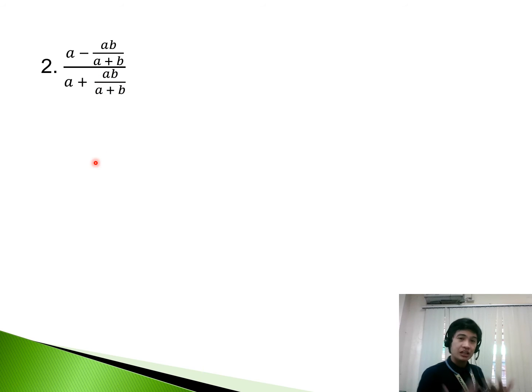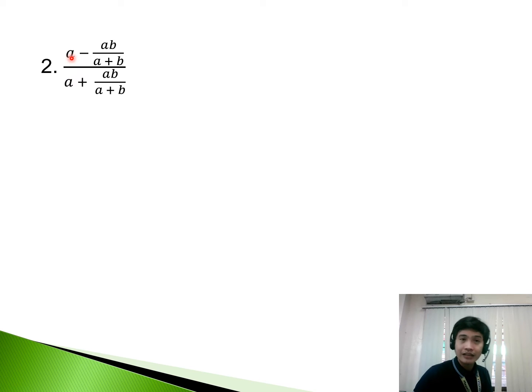So just like what we did on our first example, the very first thing that we need to do in solving or simplifying complex rational algebraic expression is we need first to identify the LCD or the least common denominator of the given complex fraction or complex rational expression.